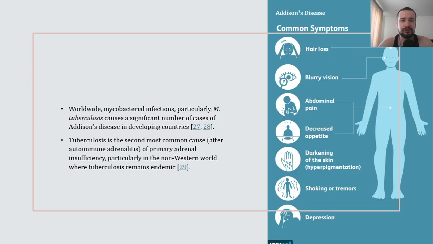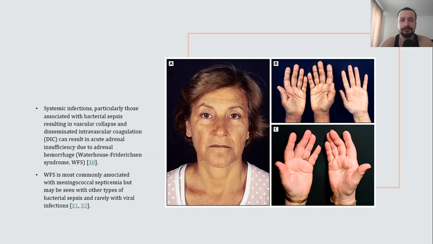Worldwide, mycobacterial infections, particularly Mycobacterium tuberculosis, cause a significant number of cases of Addison disease in developing countries. Tuberculosis is the second most common cause, after autoimmune adrenalitis, of primary adrenal insufficiency, particularly in the non-Western world, where tuberculosis remains endemic. And you see the symptoms of Addison disease.